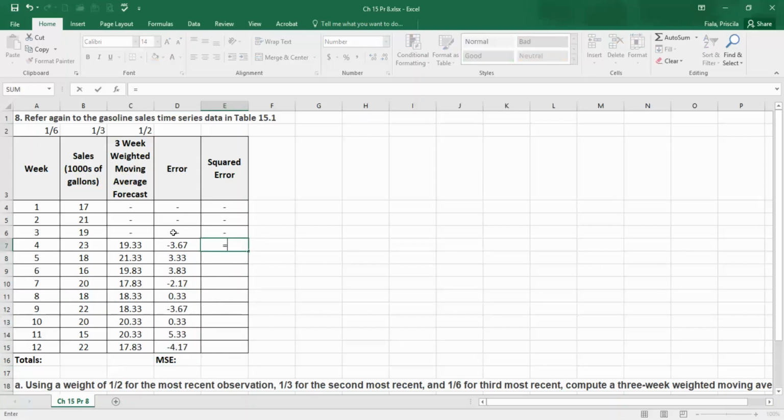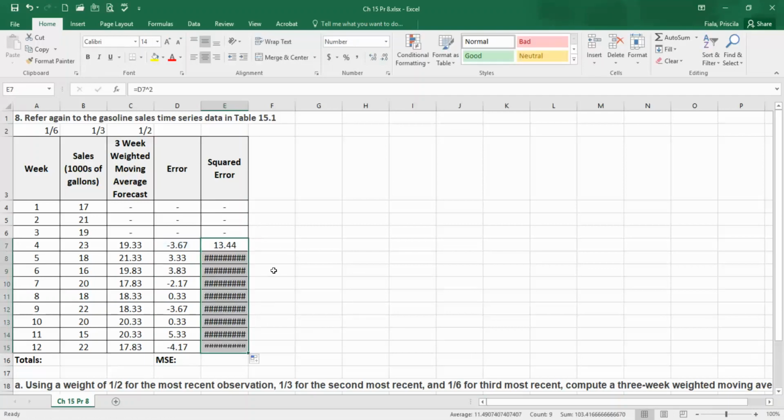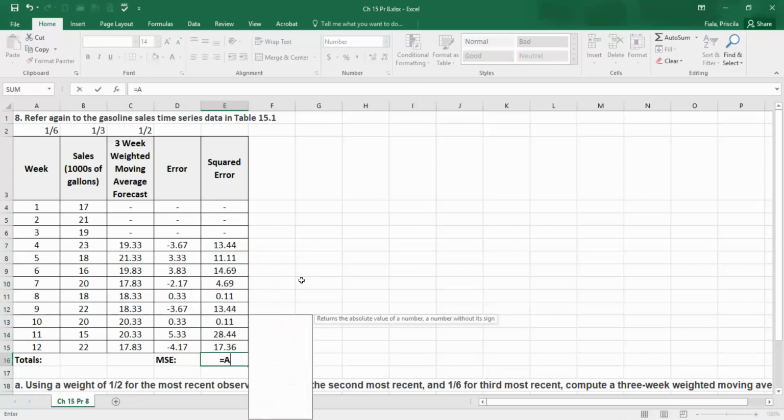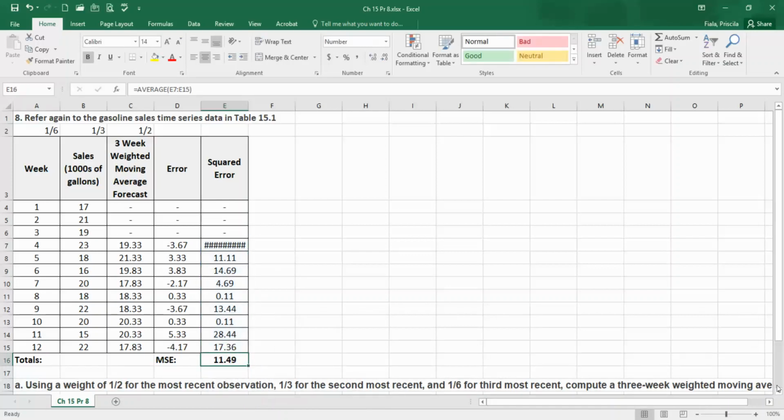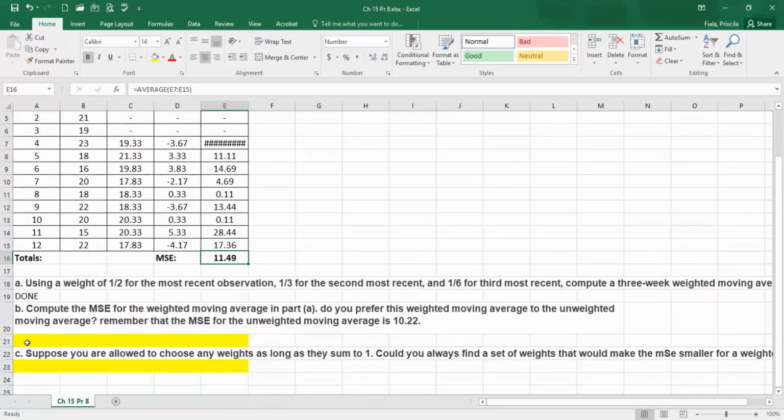Square error. We're going to do the value, carry 2. We're going to drag this down. And then how do you, oh, let me format. That's just a matter of formatting. There we go. How do we know what is the mean square error? Well, the mean square error, or the average square error, is the average of the square error values, which is 11.49.